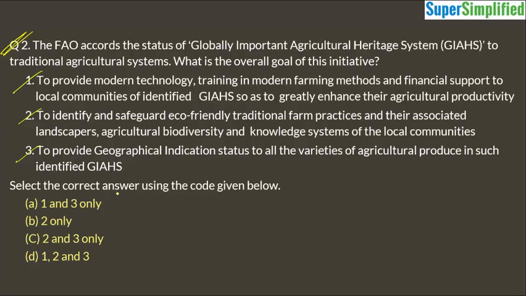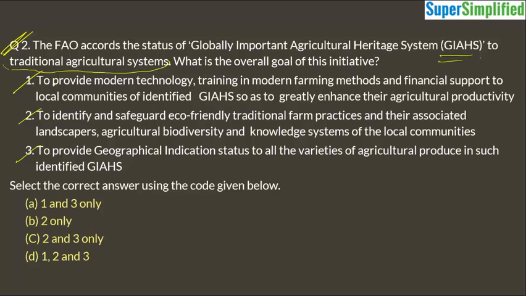So what is the correct answer here? See, even if you have not read about GIAHS, still if you want to attempt this question, you can make some logical guesses. I'll tell you how. Before reading the first statement, just read this part of the question. It says GIAHS is some kind of program where they are trying to preserve the traditional agricultural systems, right? So focus should be on traditional agricultural systems.